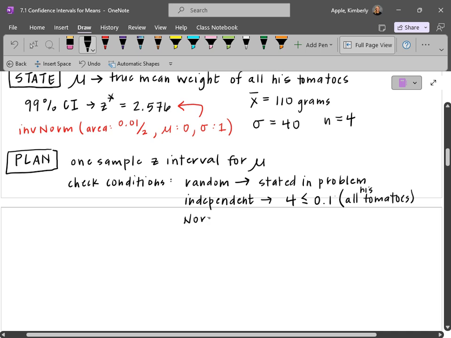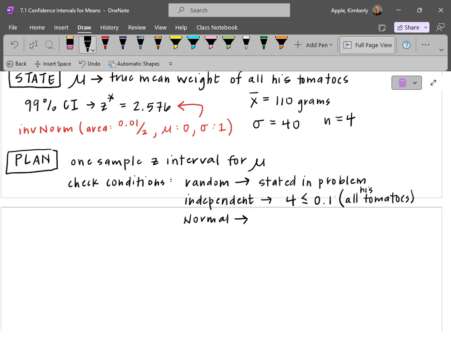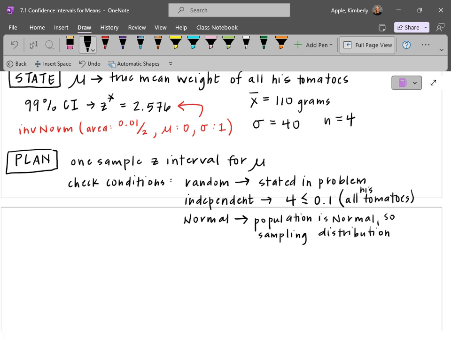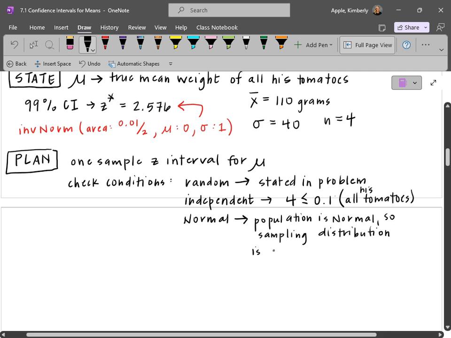And then normal. How do we know that the sampling distribution will be normal here? What does it say exactly? Right, it says the population is normal. So population, you have to explicitly make that connection. Population is normal. You have to show that you know why the sampling distribution will be normal. So the population is normal, so the sampling distribution will be approximately normal. Normally we would check n times p, n times 1 minus p, and that would be your evidence. Here you'll just write that you understand that the normality is inherited from the normal population that we're sampling from.